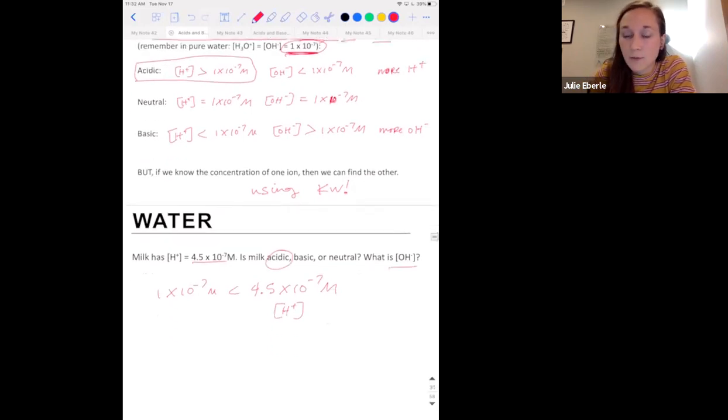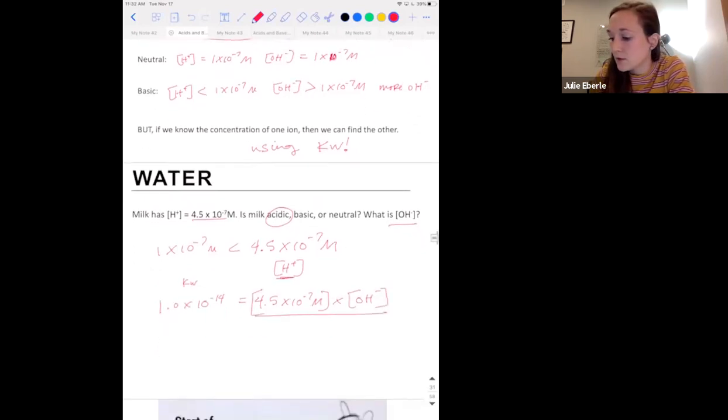Now, what is the concentration of OH minus? Well, let's just plug this value into Kw and solve for that. We know 1.0 times 10 to the minus 14, that is Kw, and that equals our concentration of H plus, which is just 4.5 times 10 to the minus 7, times concentration of OH minus, which is what we're solving for here. So we're going to cross divide 4.5 times 10 to the minus 7 on both sides.